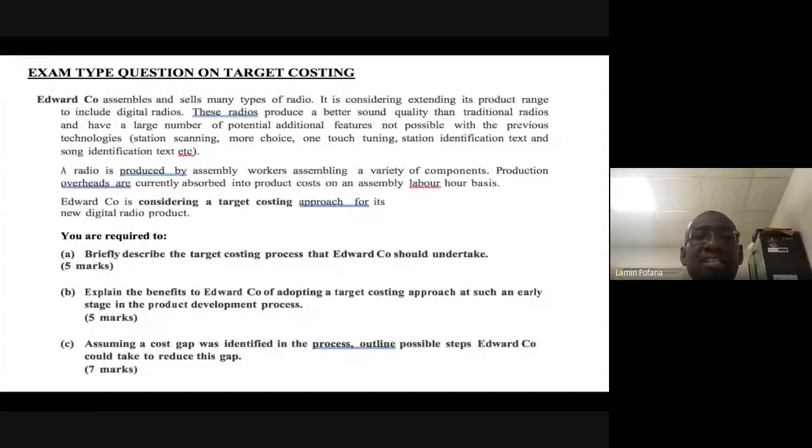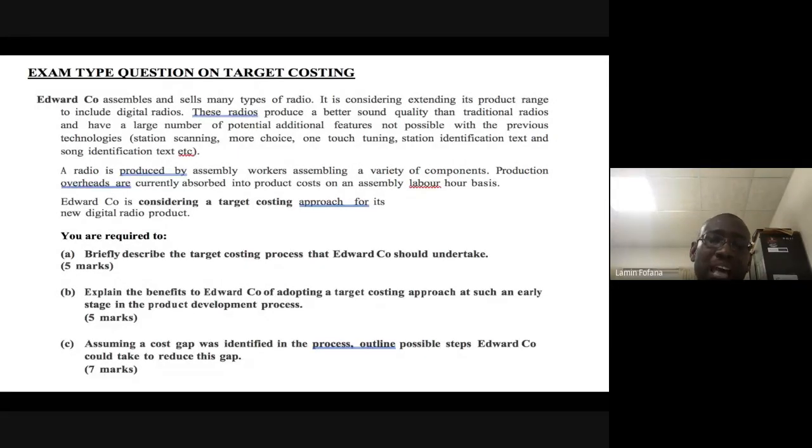The third stage was to calculate our target cost. Now that we've got our target selling price in the first stage and our target profit in the second stage, on the third stage we deduct the profit from the selling price to arrive at our target cost. Then the fourth stage will be bridging the gap between our estimated cost and our target cost. In order to do that, we must employ techniques like value engineering, techniques like Kaizen costing. So that's what we have just been talking about.